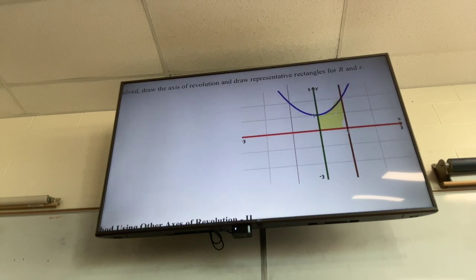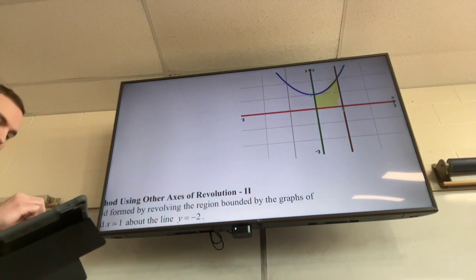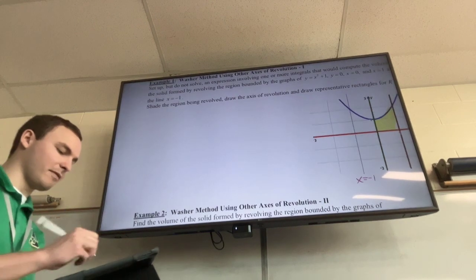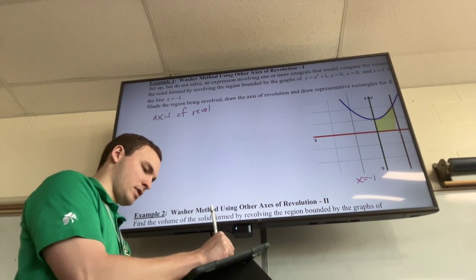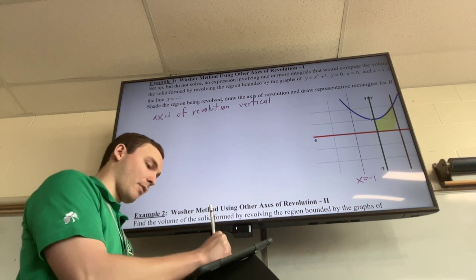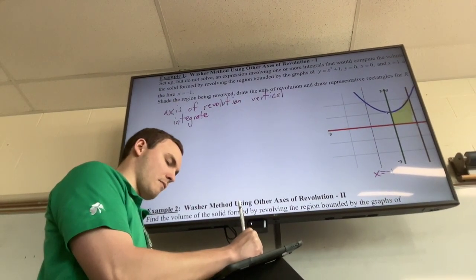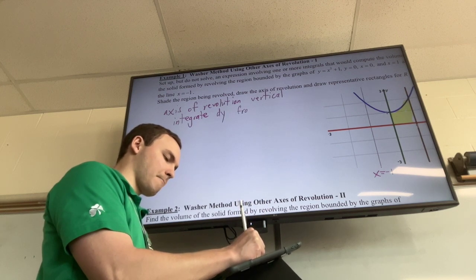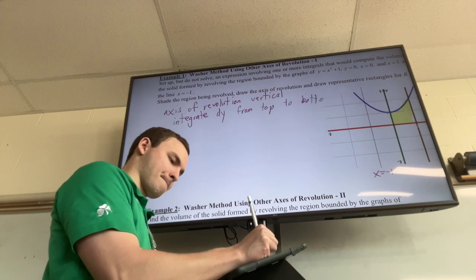We're still going to do the same thing. So this is x equals negative 1, my axis of revolution. Is that vertical or horizontal? Vertical, okay? Because of that, we're going to integrate with respect to y, so integrate dy, from top to bottom.